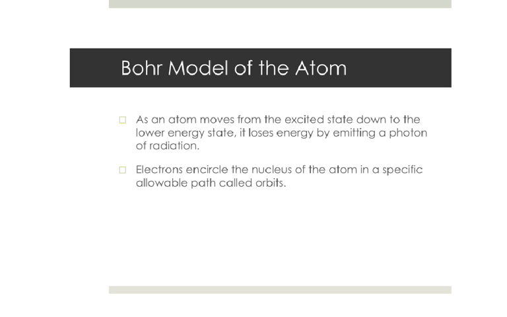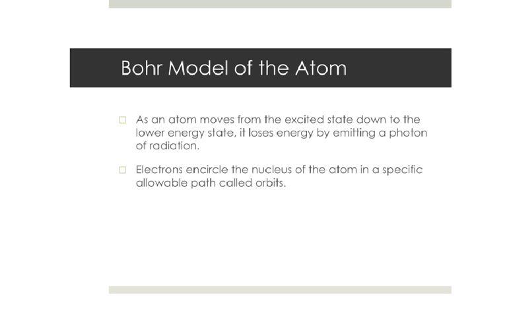So Bohr takes this idea of the ground state and the excited state, and he says, well, wait a minute. As an atom moves from the excited state down to the lowest energy state, it loses energy by emitting a photon of radiation. So what he says is when your atom is in an excited state, and then it goes back down to a ground state, because ground state is the neutral state of an atom, it loses some kind of photon, or some kind of radiation. Some form of energy is lost. When an atom goes from a ground state to an excited state, it is being introduced to some kind of light energy.